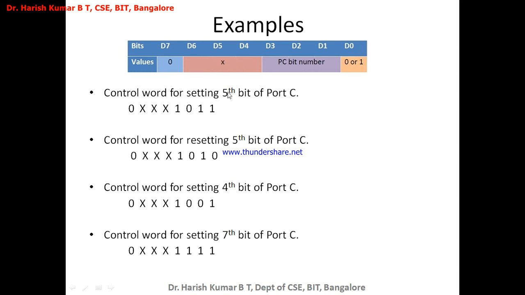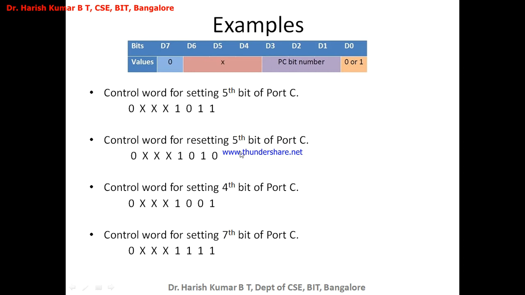Now which bit I have to make? Set the 5th bit of port C, 1 0 1, that is 5. So this is the 5th bit, and what do I have to do? I have to set it. So 1. What will it do? Now when I put this value to the control register, it will set the 5th bit of port C. The 5th bit of port C will be made as 1.